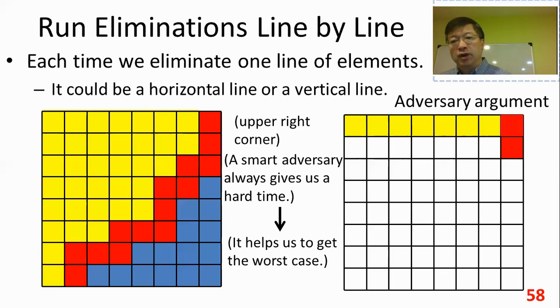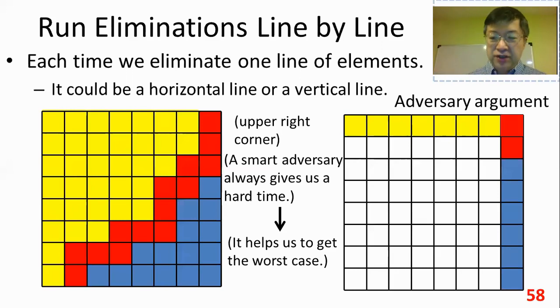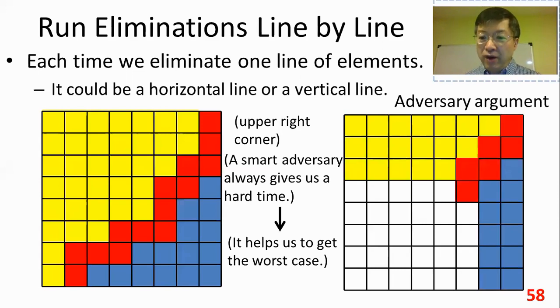But the adversary will give us a hard time. The adversary will not allow us to eliminate the horizontal line. The adversary will force us to eliminate the vertical line. So this time the adversary will pick the vertical line for us to eliminate. Next, equally well, we can pick horizontal. Then next, vertical. So one horizontal, one vertical.